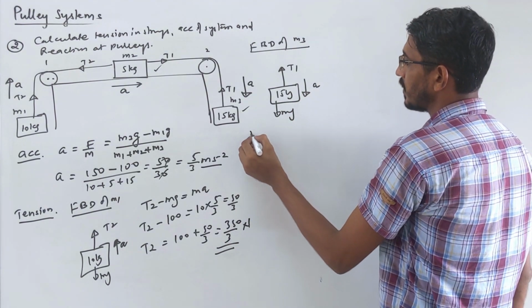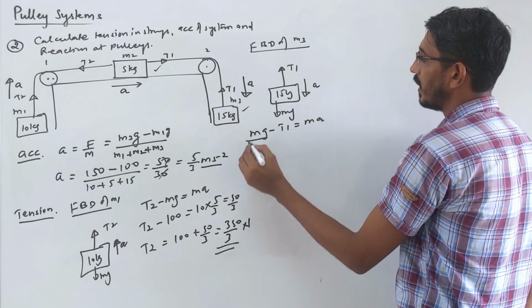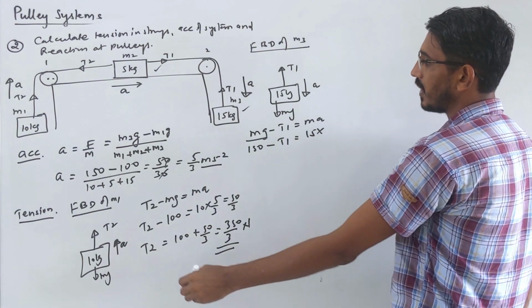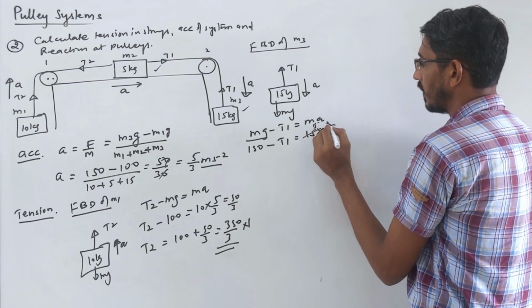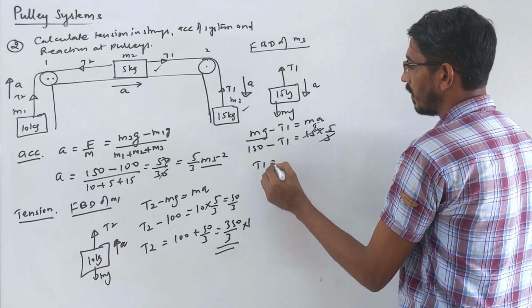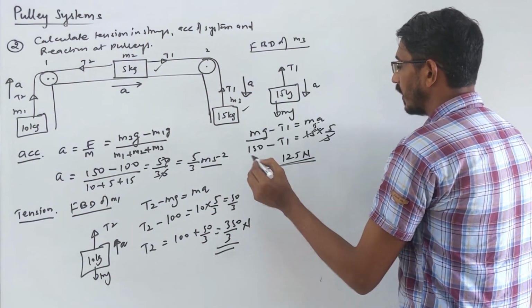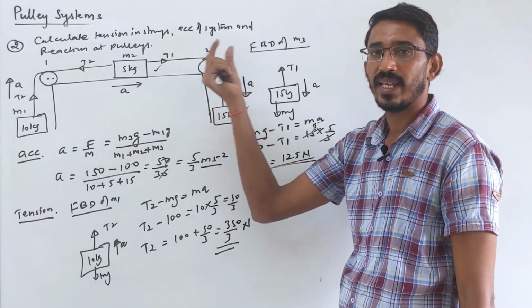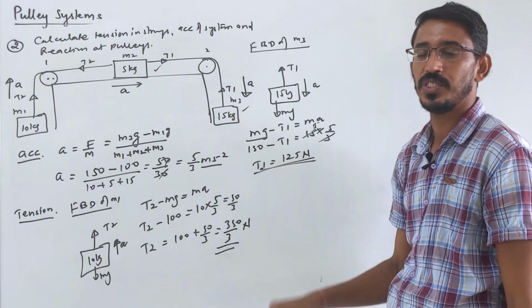So what is the equation here? mg minus T1 is equal to ma. mg means 15 kg becomes 150 Newton, m is 15, and acceleration we already wrote as 5 by 3, so 3 goes 5 times, this becomes 25. So T1 is nothing but 150 minus 25, that is 125 Newton, right? This is the acceleration here, and if you take the FBD of the other block moving this direction, you should get the same answer, check it.